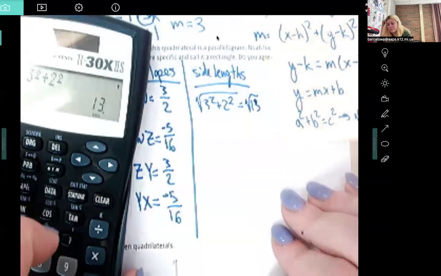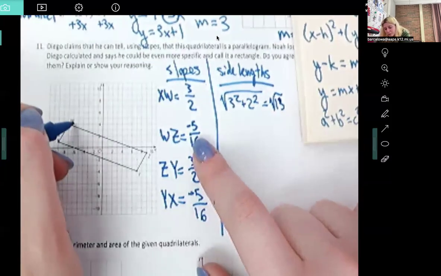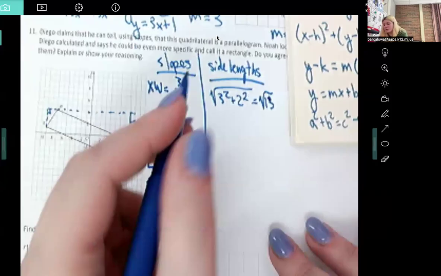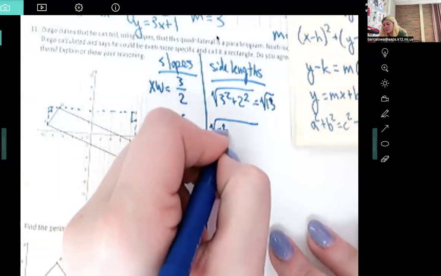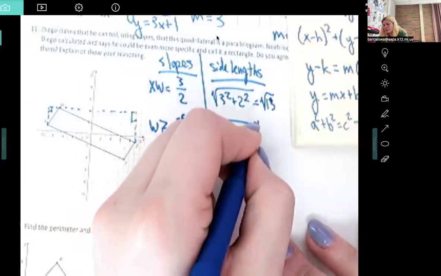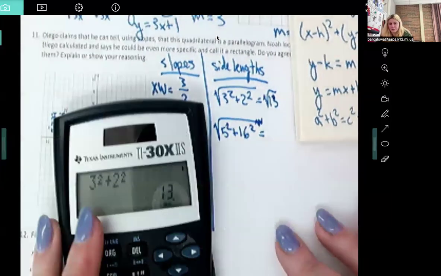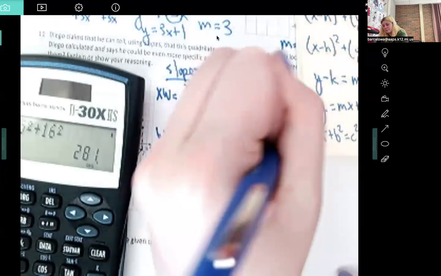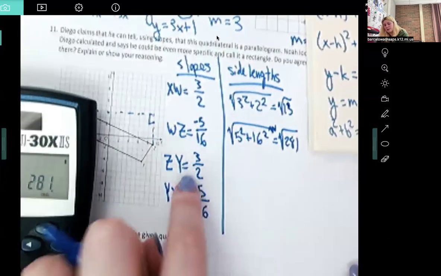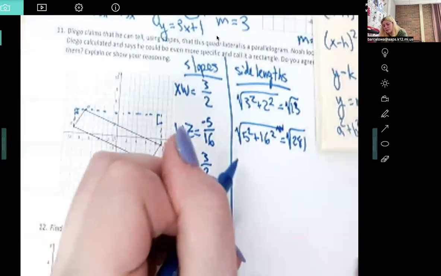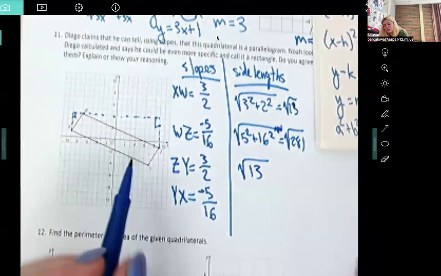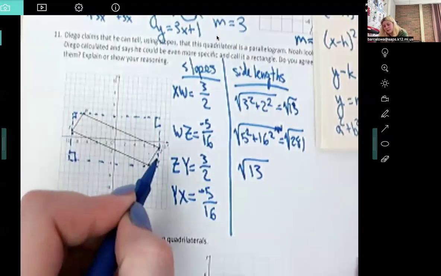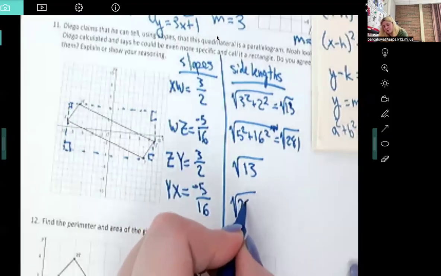Sorry, that's a 3. Okay, this one, if I make a triangle, okay, I've got a side length of 5 and a side length of 16. So 5 squared plus 16 squared. Square root 281. Okay, this one will also have side lengths of 3 and 2. So I know this one will be square root 13. Right, 3 and 2. And this one will also have side lengths of 5 and 16. So I know that one will be square root 281.